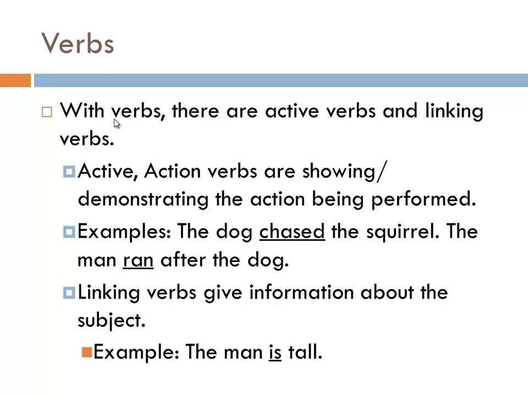Linking verbs give information about the subject. Here's our example. The man is tall. Well, is tells us what the man is, and it tells us about the man, and it links together our adjective with our subject. So the man is tall, subject and verb.